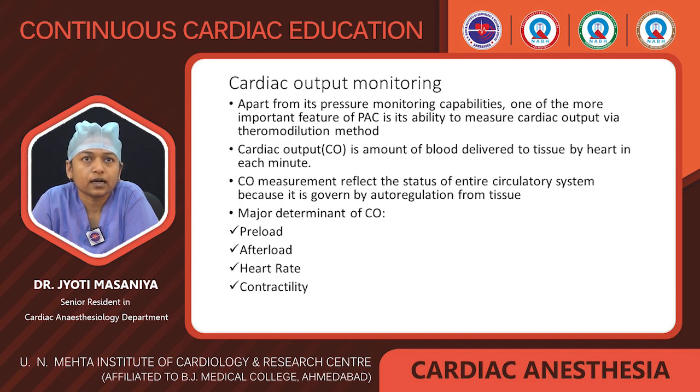Cardiac output monitoring. Apart from its pressure monitoring capability, one of the more important features of the PA catheter is its ability to measure cardiac output via the thermodilution method. Cardiac output is the amount of blood delivered to the tissue by the heart each minute. Cardiac output measurement reflects the status of the entire circulatory system because it is governed by autoregulation from the tissue. The major determinants of cardiac output are preload, afterload, heart rate, and contractility.